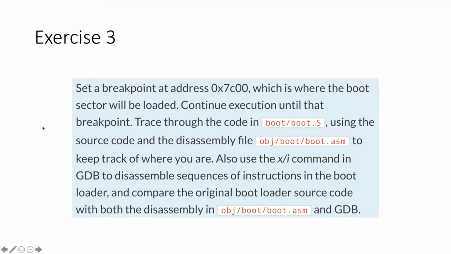Let's start with exercise 3. The description says to set a breakpoint at 7C00 where the bootloader starts its execution and trace through the code using the source code and the disassembly file. Also use the x/i command in GDB to disassemble sequences of instructions in the bootloader and compare this with the disassembly in GDB. I will demonstrate how you can start this exercise.